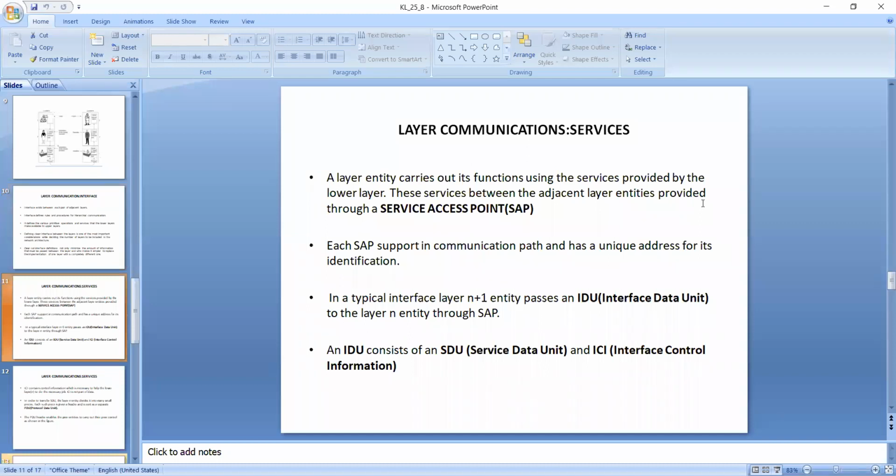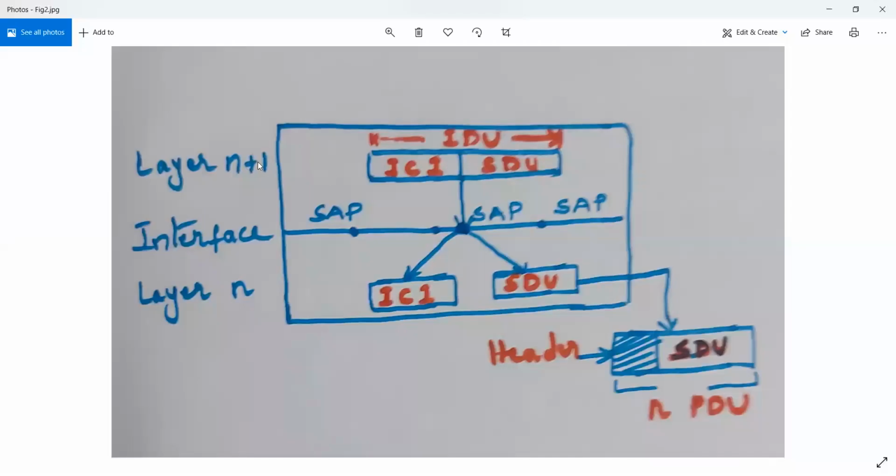Next, the layer entity carries out its functions using the services provided by the lower layer. Again, I want to show another diagram. As I had already told you, this is layer N plus 1 and this is layer N. For example, if N is 1, then this is layer 1 and N plus 1 is layer 2. In between there is an interface. Services are always provided by the lower layer to the upper layer, but the data is always transferred from the upper layer to the lower layer through the SAP. SAP means service access point. Through this service access point, the data in layer 2 is transmitted to layer 1.